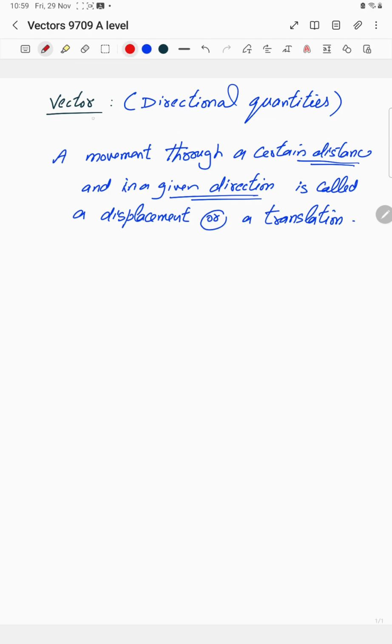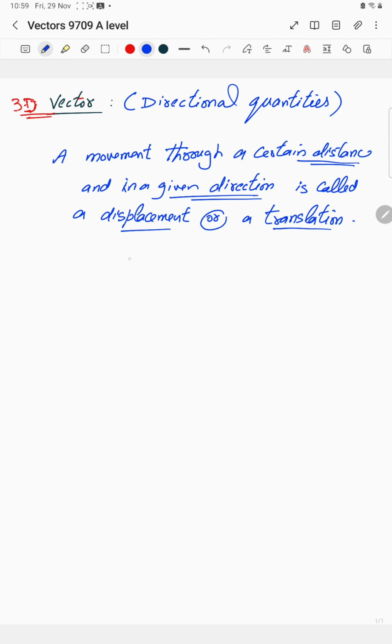Before we get into the details of this topic, for the AS level we will discuss only three-dimensional vectors, because two dimensions are related to the O levels, and this lesson is made only for AS level. So we call this a translation as well. Displacement or translation is the same thing.